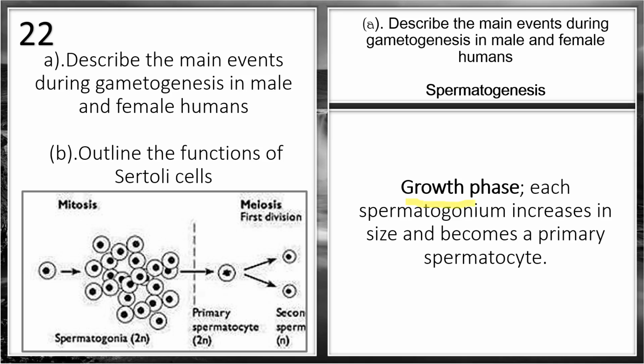Then we have the growth phase. Each spermatogonium increases in size and becomes a primary spermatocyte. So when all these spermatogonia increase in size, each of them becomes what we call the primary spermatocyte. Still, the primary spermatocyte is diploid.